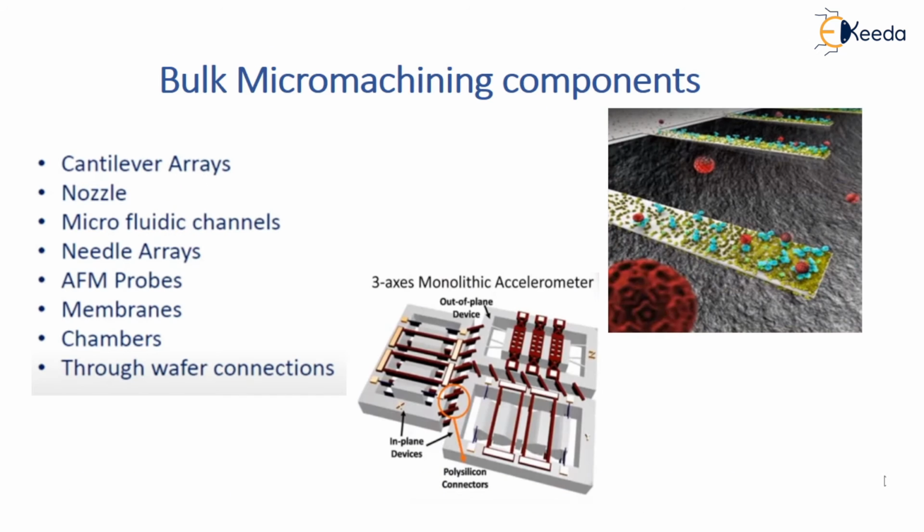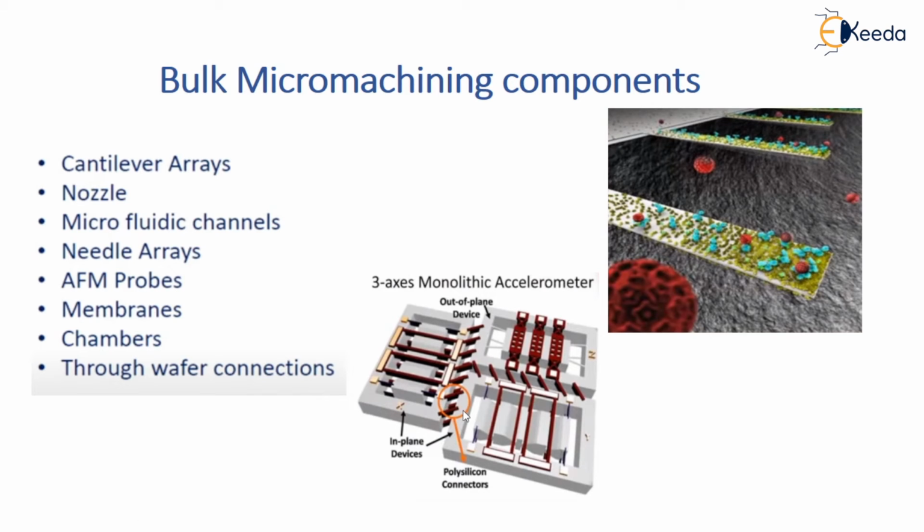Bulk micromachining components are cantilever arrays, nozzles, microfluidic channels, needle arrays, AFM probes, membranes, chambers, two-wafer connections, and some three-axis monolithic accelerometers. So all these come under microchannels and microfluidic channels, and some microgrooves are available.